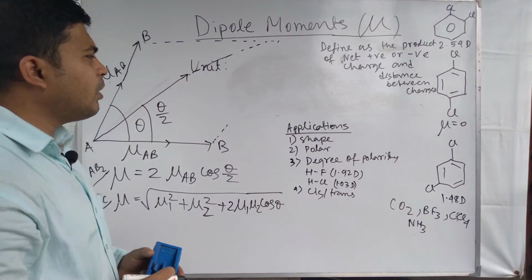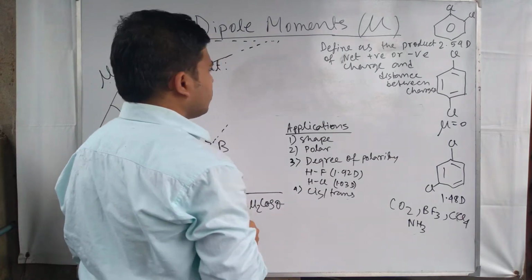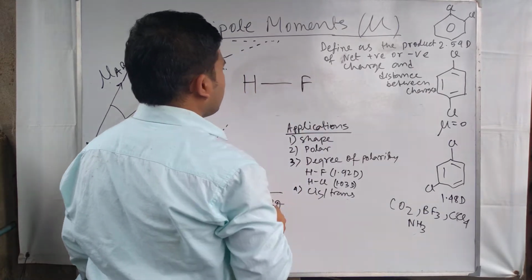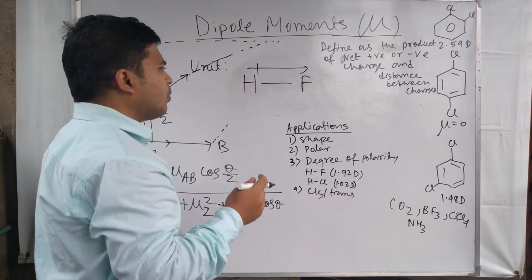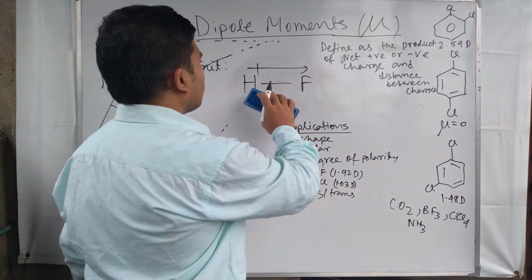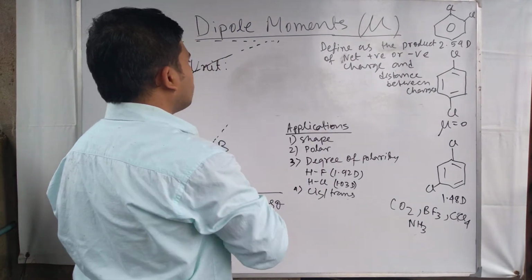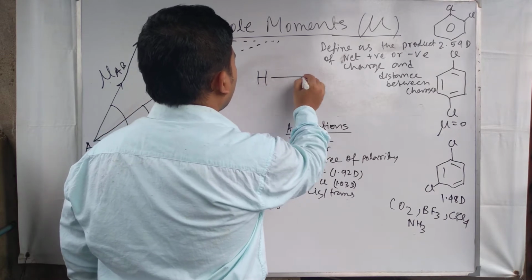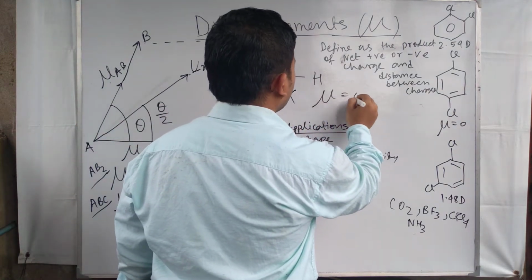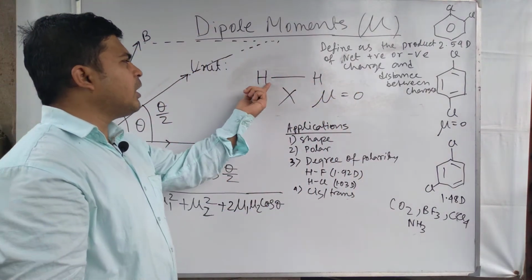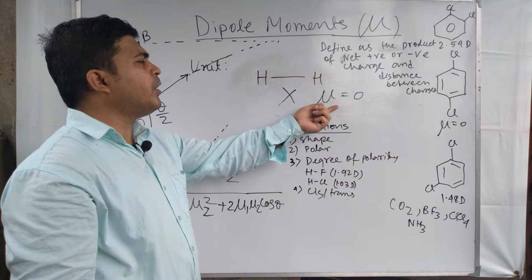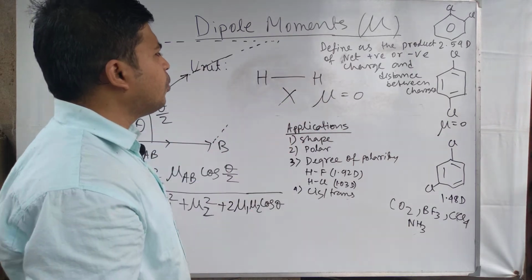The next point is dipole moment for a diatomic molecule. For an HF molecule, the representation of dipole moment is this. And for a homoatomic molecule, the dipole moment mu is 0, because there is no electronegativity difference between the two hydrogen atoms. Therefore here mu should be equal to 0.